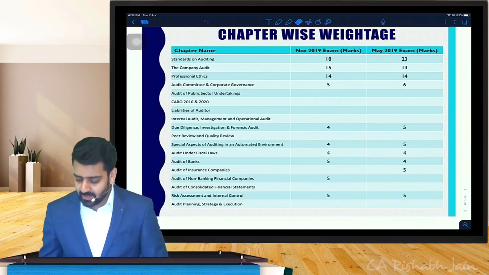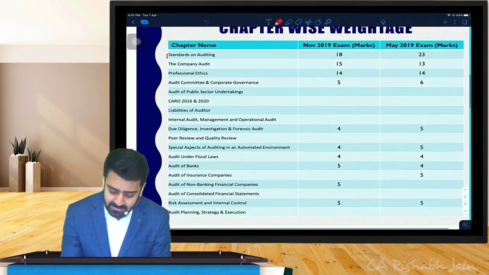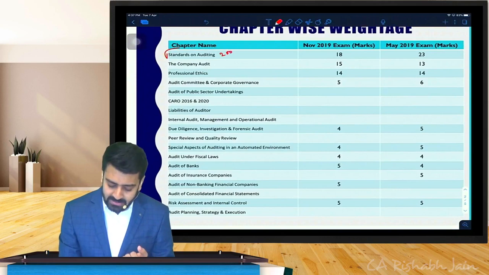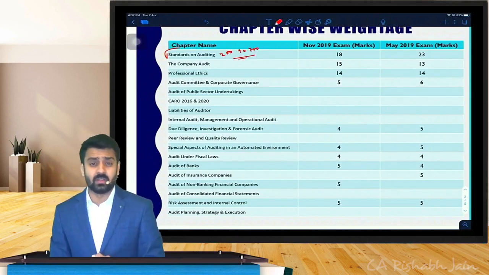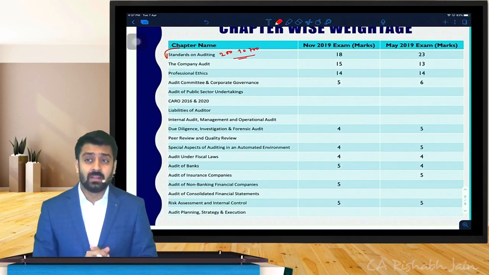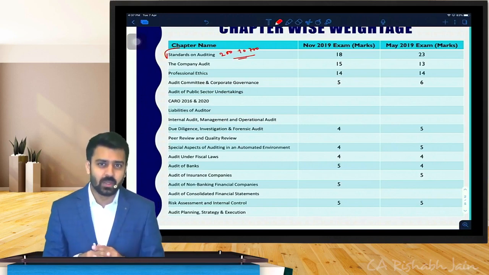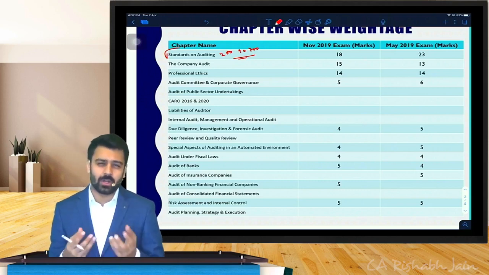But very interestingly, if you notice, the list starts with an obvious chapter, that is standards on auditing. This will include your 200 series to 700 series. You'll ask me a question, sir, what is different at a final level if it is the same standard? See, at an intermediate level, they used to ask you questions on the concept. Like, for example, what is written representation? Is written representation audit evidence or not?